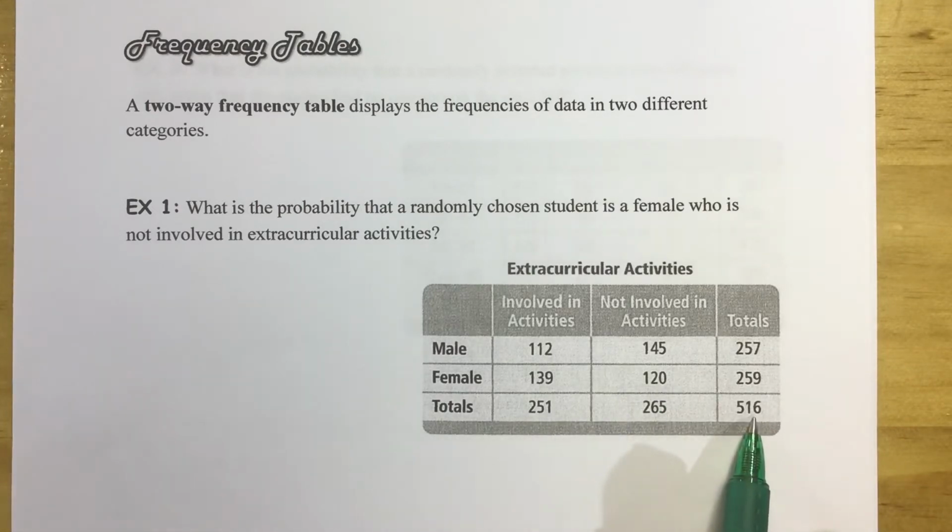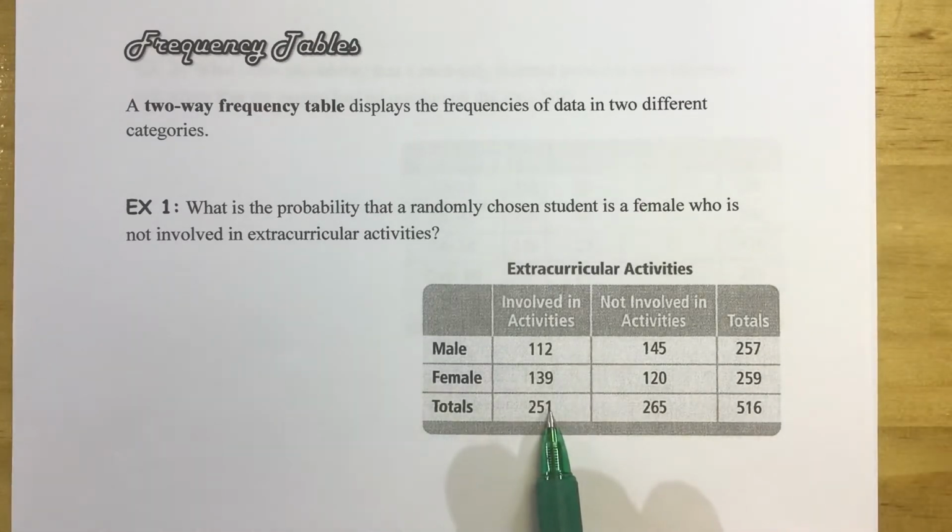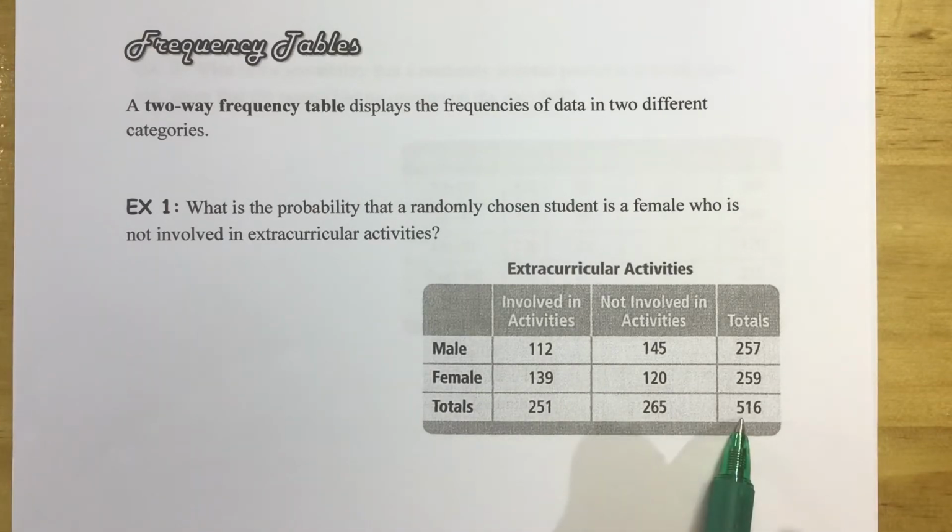So can you guess what that number means? Well, it's either when you add all the males and the females together, or it's when you add all the students involved and all the students not involved. They both end up with the same number, which would be the total number of students that we have.